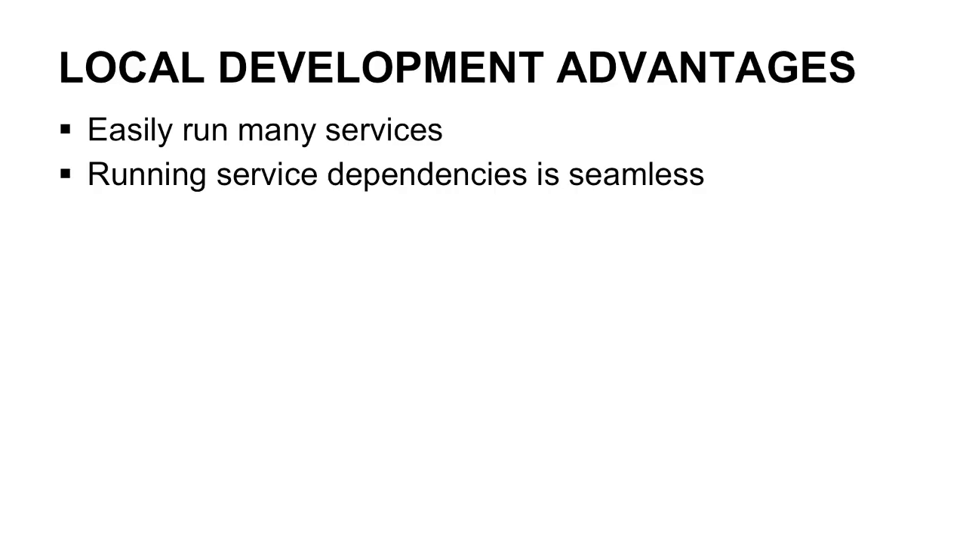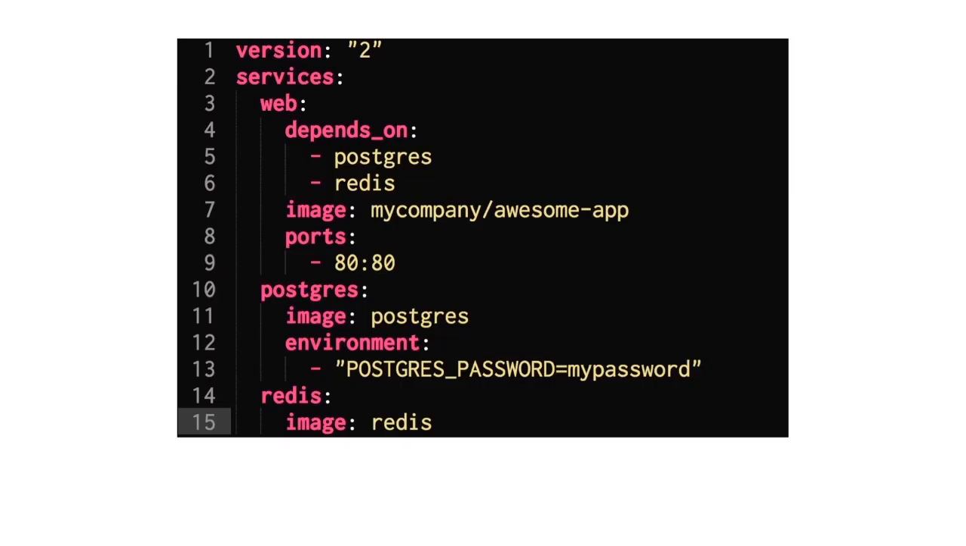Whereas again, with Docker, it's simply easy to run many, many services. Also, running service dependencies is very seamless. Docker Compose makes it easy for each service to require as few or as many support services as it wants with no overhead. As you can see, here's a Docker Compose file that has our web instance easily depending on Postgres and Redis. If the next service I work on doesn't require these, I can easily stop all of these services and start the ones required to work on another service.